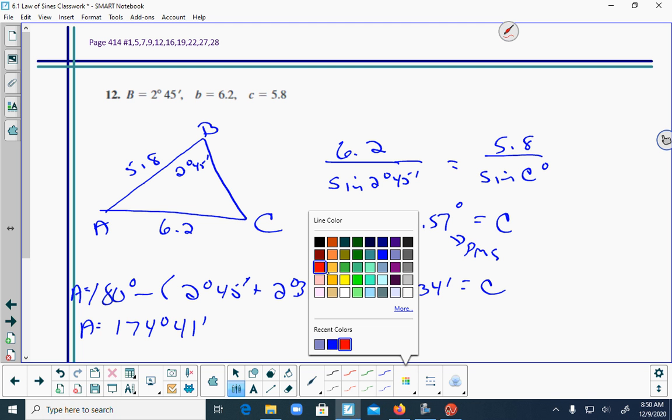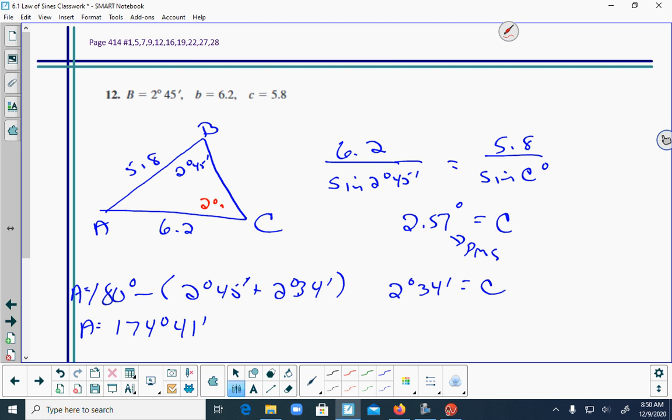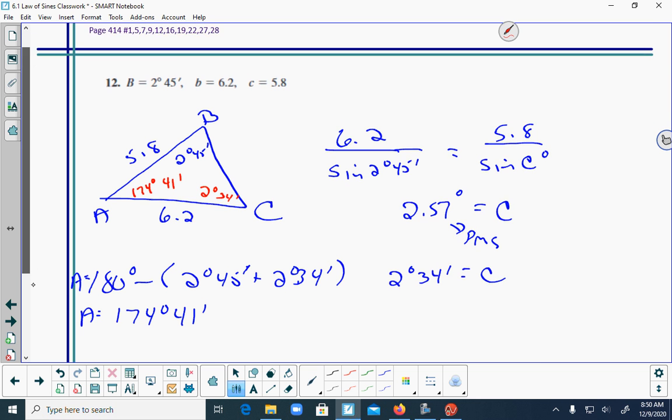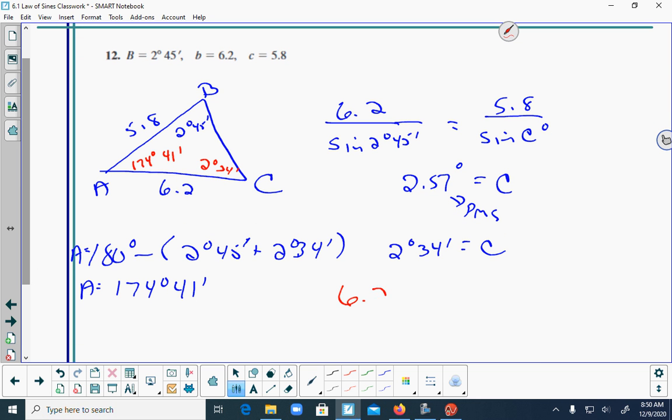This ended up being 2 degrees 34 minutes. And then this ended up being 174 degrees 41 minutes. And now I have to find side A. So I'm going to take 6.2 over the sine of 2 degrees 45 minutes is equal to A over the sine of 174 degrees 41 minutes.